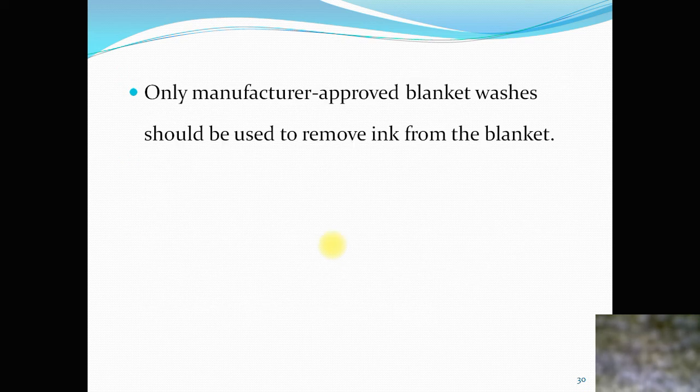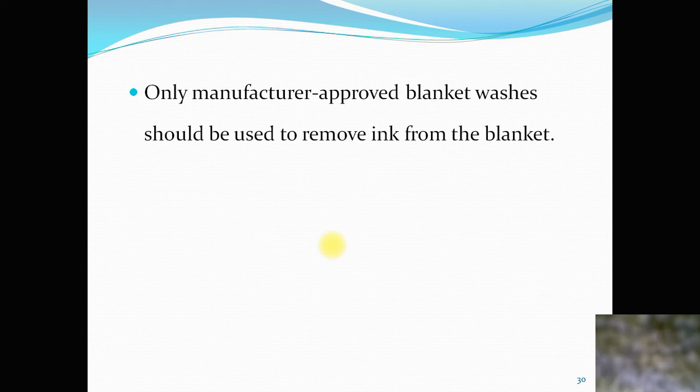Only manufacturer approved blanket washers should be used to remove ink from the blanket. When the blanket is in running condition, meaning when we are using the blanket, we need to wash the blanket very frequently, from job to job or from halting position to running position. We need to clean the blanket. We should not clean this blanket with any solution, whatever solution we find.